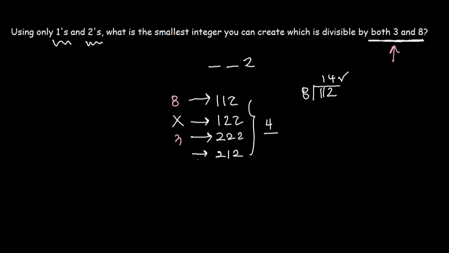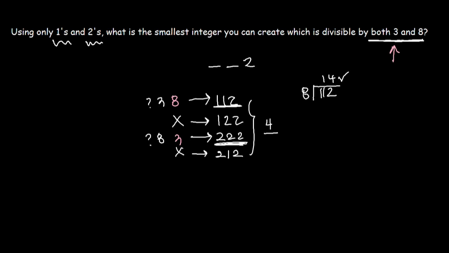212. 212 is not divisible by 3 because 5, which is the sum of its digits, is not divisible by 3. And this number is also not divisible by 8. So let's eliminate this number. So we can either pick 112 or 222 to move on to the next step. Because again, remember that this one divides by 3, but not by 8. And 112 is divisible by 8, but it's not divisible by 3. So let's pick one of the 2 numbers.